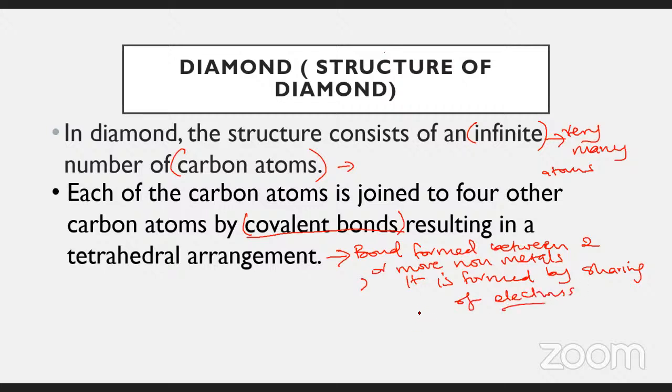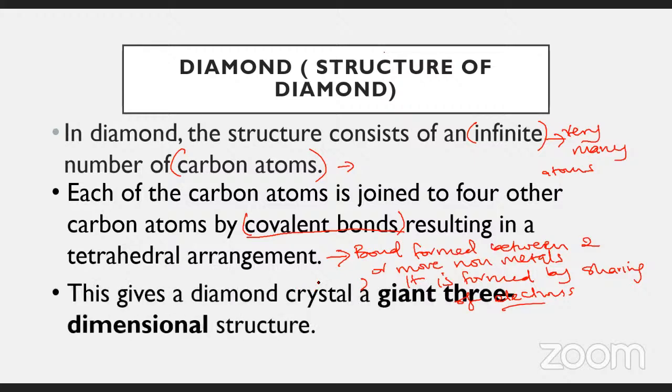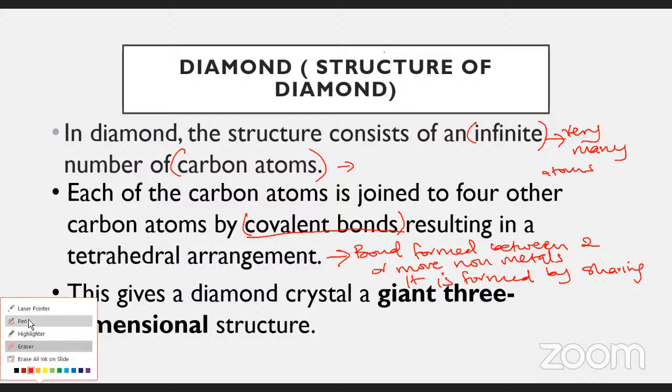This bonding is covered under bonding and structure as a topic. But basically, a covalent bond is between nanometers only. And like Martha said, it is also formed by sharing of electrons. At times we call it equal sharing of electrons. Then this gives diamond a crystal. Let's first remove this. So this gives diamond a giant 3-dimensional structure.